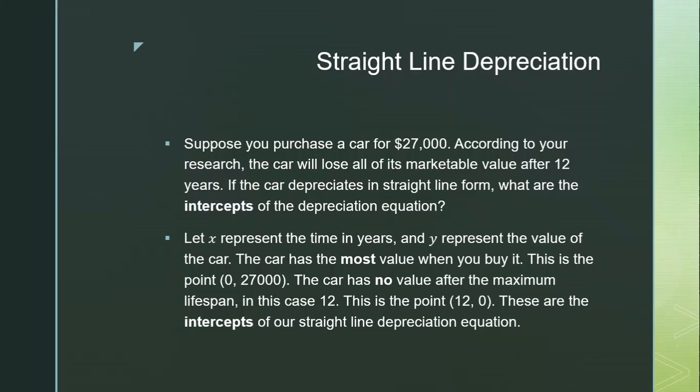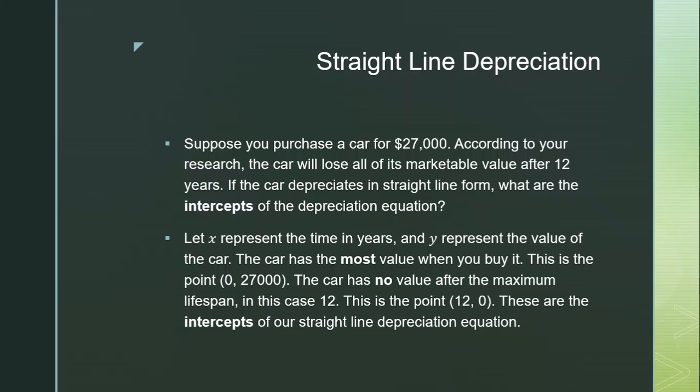The car has no value, at least according to our exercise here. That's not exactly true. This is where the straight line depreciation falls apart. But for our purposes, we're going to say that the car has no value after the maximum lifespan. So that's 12 years in this case. So this is the point (12, 0). That says after 12 years, we have 0 value. These are the intercepts of our equation.